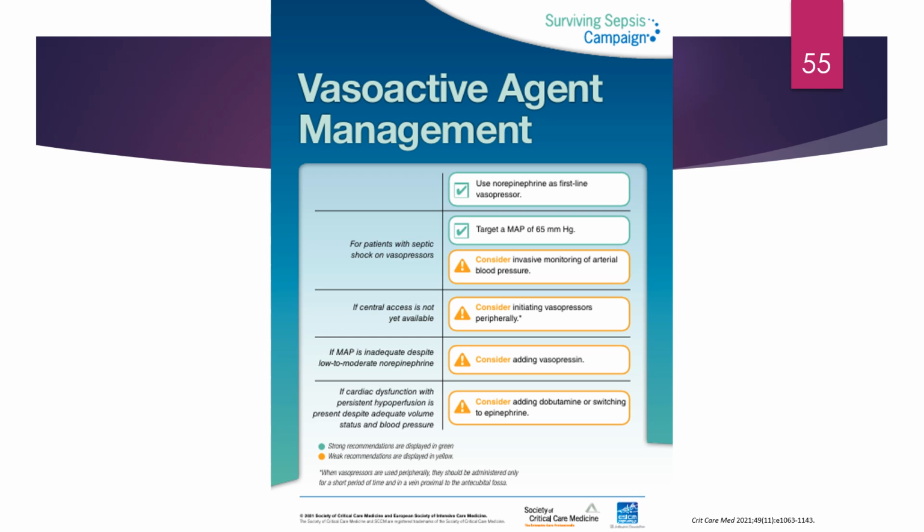So starting with norepinephrine, potentially adding on vasopressin if the MAP is still inadequate on low to moderate dose norepinephrine, which you don't necessarily need to know the doses, but generally what I consider low to moderate would be 10 micrograms per minute or 20 micrograms per minute. And then considering additionally adding dobutamine on board or switching the norepinephrine to epinephrine instead.